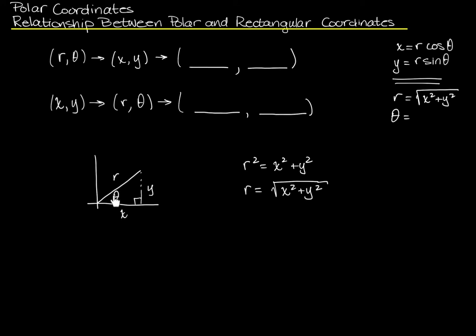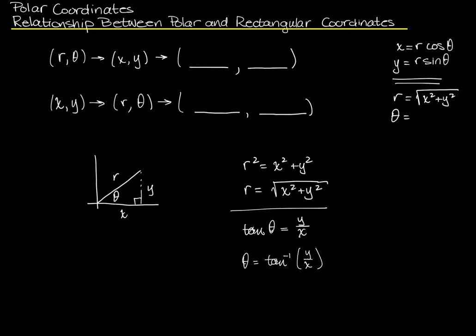Now, can you think of a relationship about theta that depends on x and y? Think about the fact that this y here is the side opposite theta, and x is the side adjacent to theta. Does that help? How about the tangent of theta equals y over x? Now, technically, this doesn't tell us theta just by plugging in x and y, but we can do this. Theta equals tangent inverse of y over x.